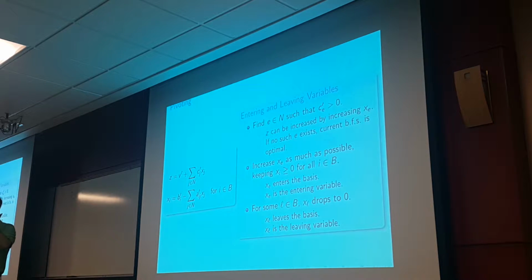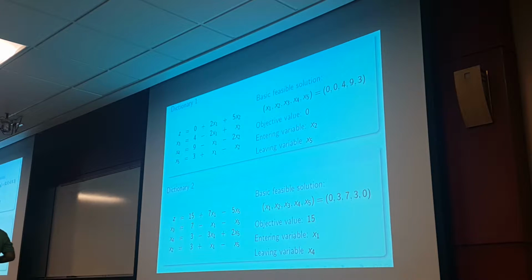And so what will happen then is that xe will have a value, which is not in general 0, and xi, this other variable, is going to go to 0, so it's going to leave the basis. And that's why we have the terminology indicated there. So the variable x sub e that enters the basis is called an entering variable, and the variable that drops down to 0 is called a leaving variable. Every time we do this kind of operation, we're going to shuffle the dictionary around, and here's the example from the other day.